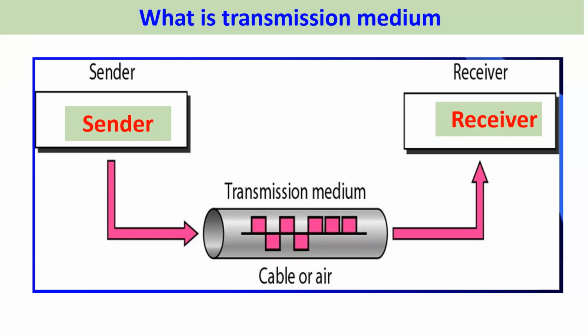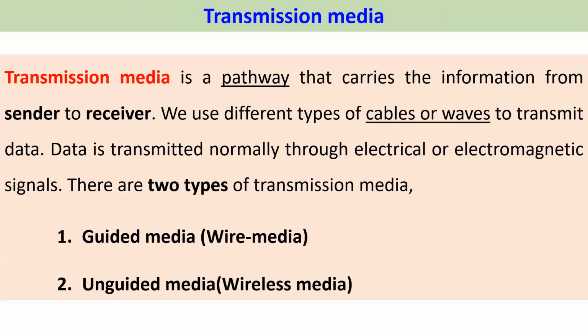This transmission medium may be a cable or air. In that way, we should identify what a transmission medium is. Here is the definition that we discussed. Transmission medium is what we use to carry information from sender to receiver. This medium may be a cable or air or waves, cable or waves.